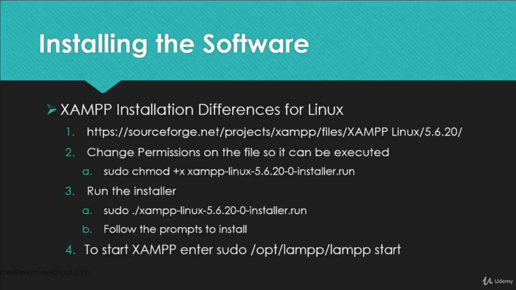If you're on Linux, then you will need to use this location for download. After downloading, you're going to need to change your permissions on the file so that it can be executed. I've provided the command to do that here in Figure 2a. After that, run the installer. The command for that is in 3a. Once it's running, you can just follow the prompts to install. It should be just like the Windows version. After installation, to start XAMPP, enter sudo /opt/lampp/lampp start. That'll load everything and should get you back where we were in the video.